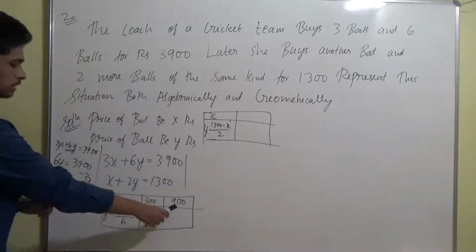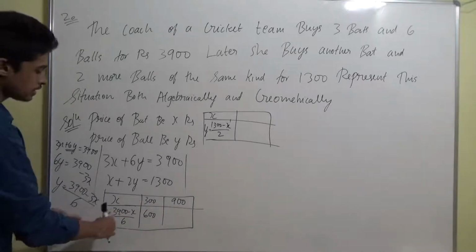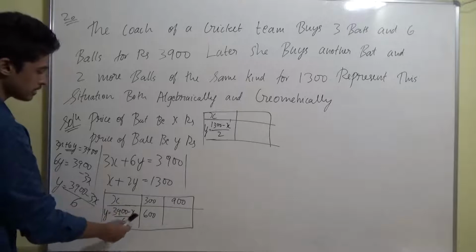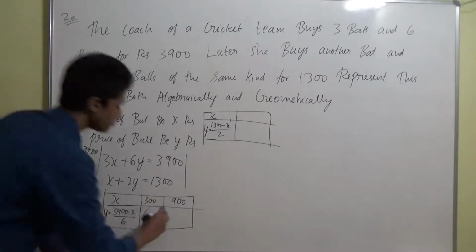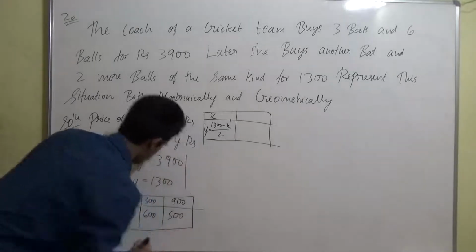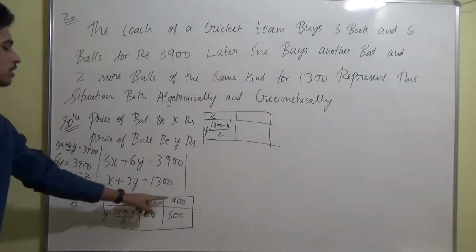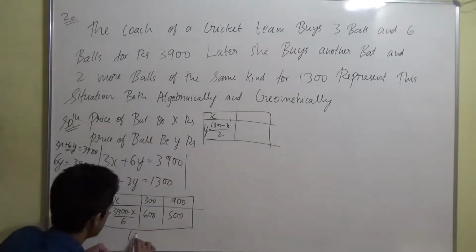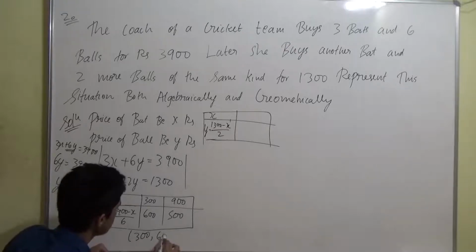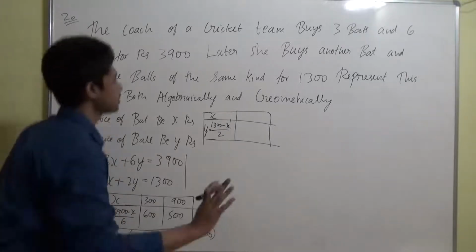Because when you take x equal to 900, it is actually 3900 minus x. So x is 900, which means it will become 3000. 3000 by 6 is 500, right? So these are the two coordinates, x comma y and x comma y. Let's write the two coordinates here. 300 comma 600 is the first coordinate which we can use in the graph. The second coordinate is 900 comma 500.